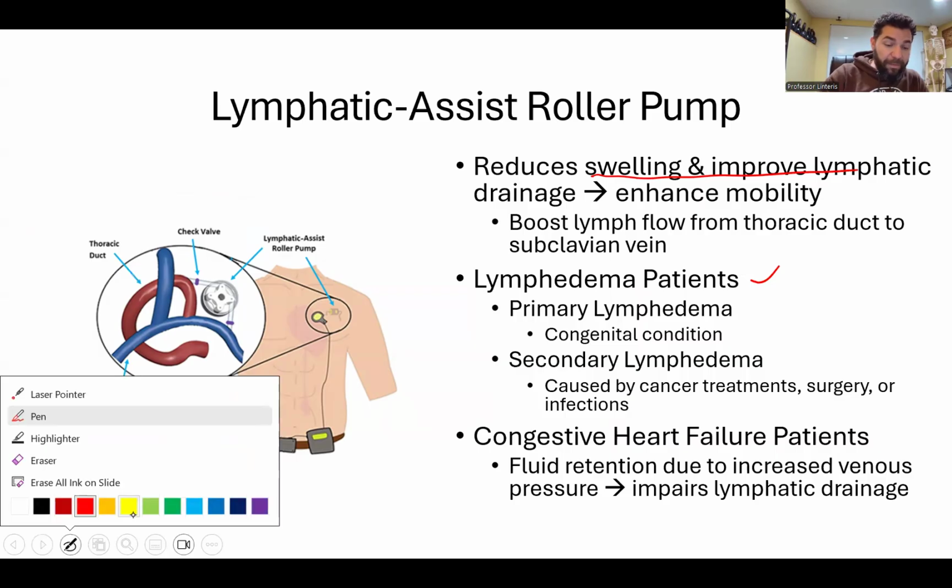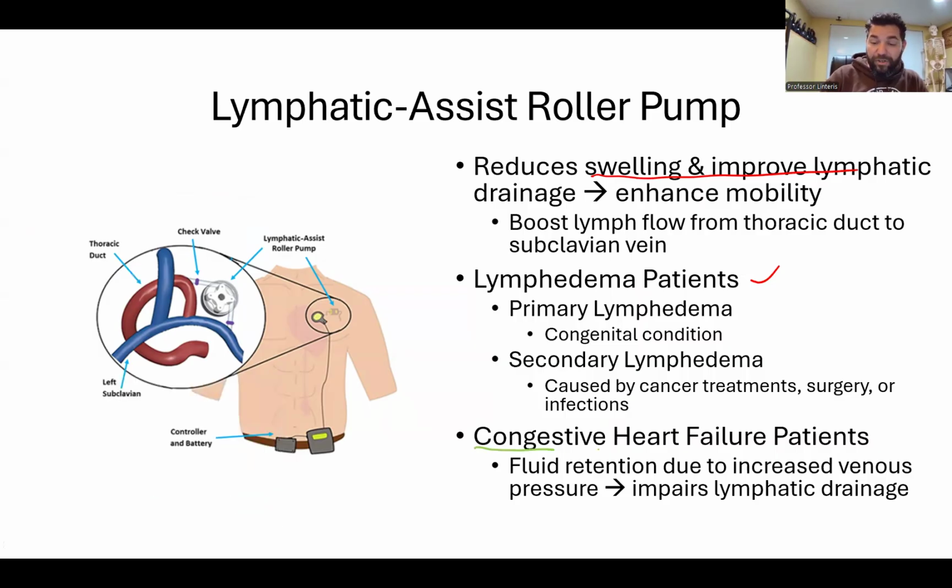You would also probably see this in somebody who has congestive heart failure, because you would still have that fluid retention, and this would aid in that venous return, right? So if you could move venous blood, it'll suck some of that lymph in through the thoracic duct, and it will continue to create that vacuum-like effect and keep your lymph moving. It's good.